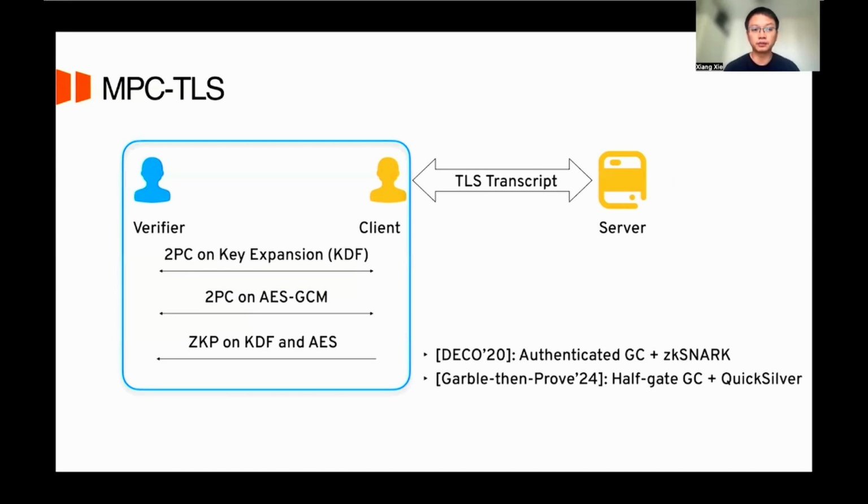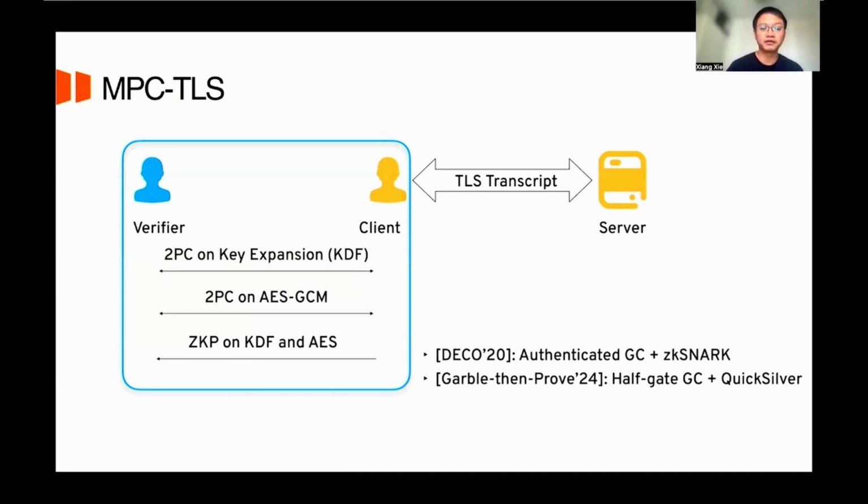At the end of the protocol, especially when the verifier gets the ciphertext, the response from the server, the client has to run a general proof system on the KDF and AES to prove that he knows everything, all the secrets related to this kind of circuit.